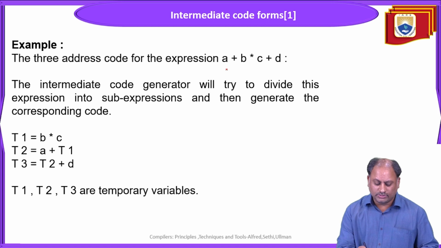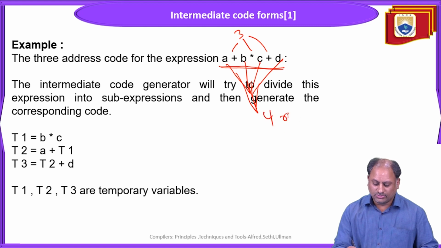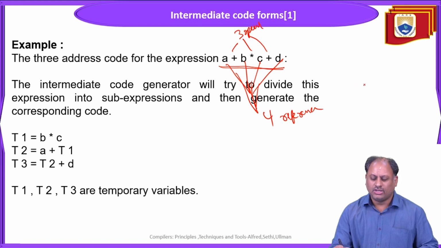So here the given expression is not in the 3 address code notation. Why? Because here this is an operator, this is an operator, so 3 operators are there. And how many object references are there? That is A, B, C, D. So 4 object references and 3 operators are there. But according to the constraint of the 3 address code, at least one operator is required, and at most one operator is allowed.